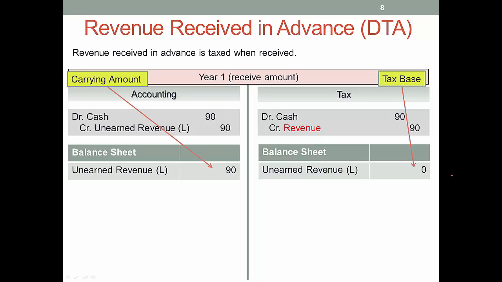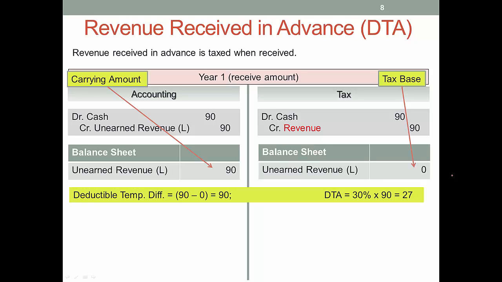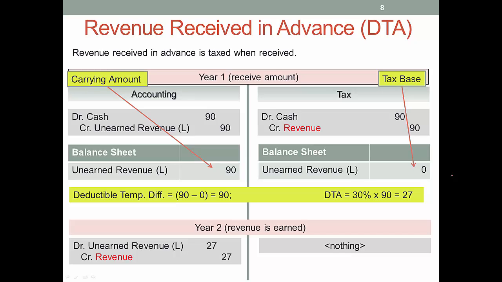Okay, so let's follow through. The carrying amount is that, 90, the tax base is 0, so we have a deductible temporary difference. Carrying amount is bigger than tax base for a liability of 90, and multiply that by the tax rate, that gives you a DTA of 27. Okay, now let's look at what happens in the second year when this reverses. So what's going to happen in the future year? The revenue is going to be earned. So when the revenue is earned for accounting, you record it as having been earned. So it comes out of unearned revenue and goes into revenue. But for tax, well, there's nothing to do because it's already all been done.